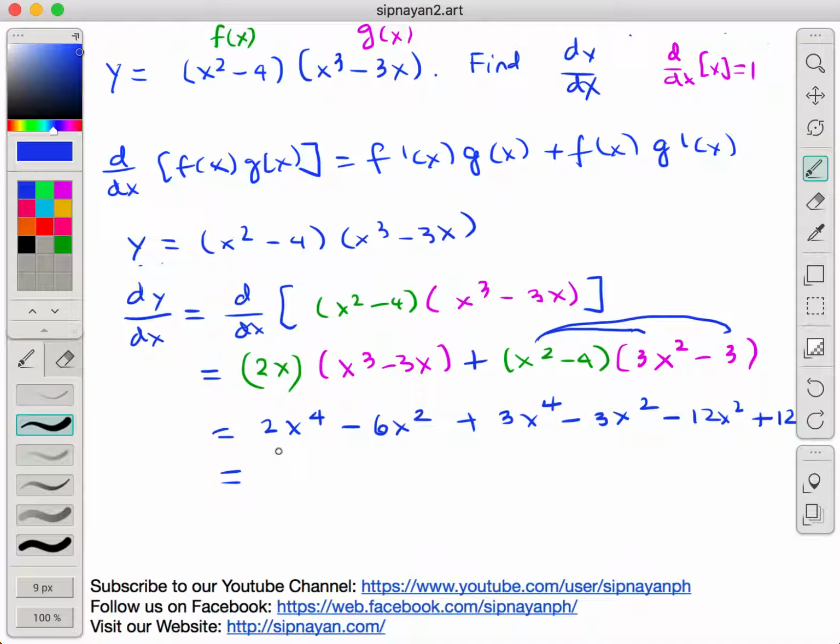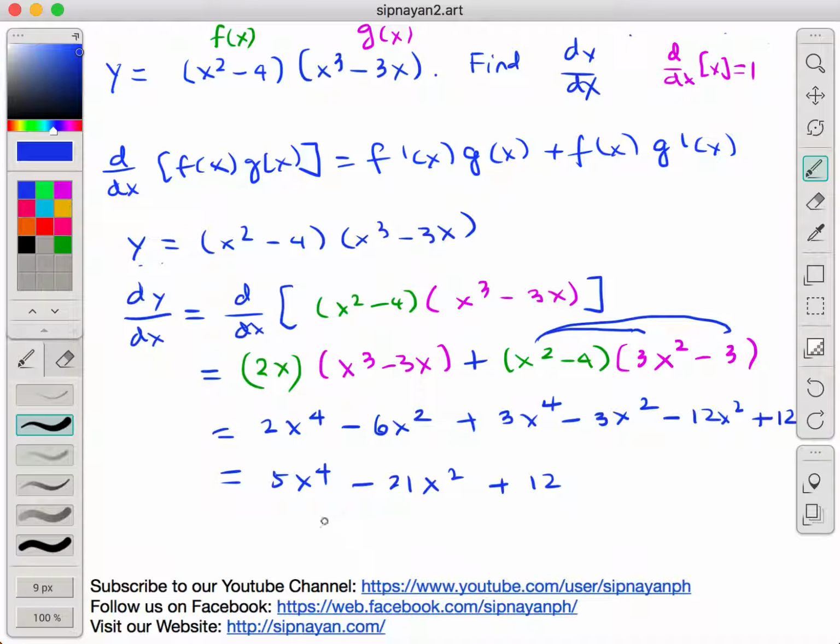So we combine all the powers na 4, no? So 2x to the fourth plus 3x to the fourth. So ilan yan? 5x to the fourth. And then meron tayong minus 6x squared, minus 3x squared, tsaka minus 12x squared. Puro minus yan. So minus 6, 3, tsaka 12. 9, tsaka 12, 21, no? 21x to the second power. Puro powers of 2 yan. And then we have a plus 12.